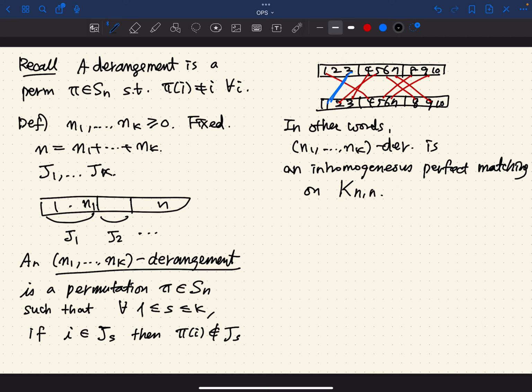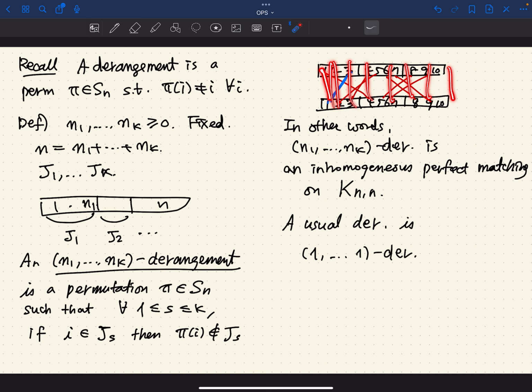All right. Now, by the way, what is the usual derangement? The usual derangement is just a (1, dot dot dot, 1)-derangement, because you just separate them all like this. So 1 cannot go to 1, 2 cannot go to 2, etc. That's exactly the condition for the usual derangement.